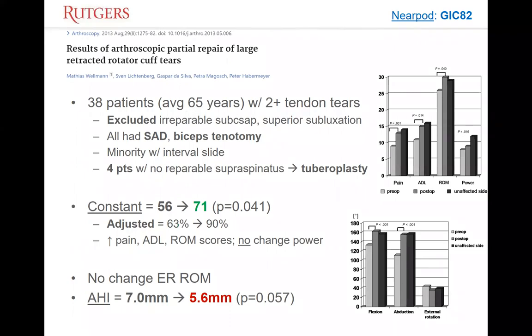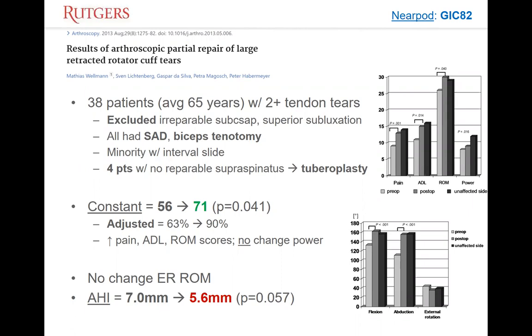A group from Germany evaluated a series of 38 of their patients who underwent partial arthroscopic repair for massive tears. They excluded any patients with glenohumeral arthritis, irreparable subscap tears, and superior humeral migration. Follow-up was for 4 years, and all patients underwent a concomitant subacromial decompression and tenotomy. 4 patients had a supraspinatus that was not able to be repaired at all, and they received a tuberoplasty.